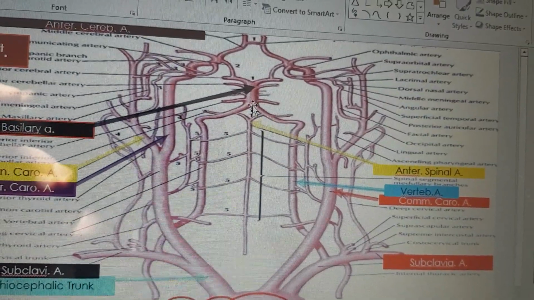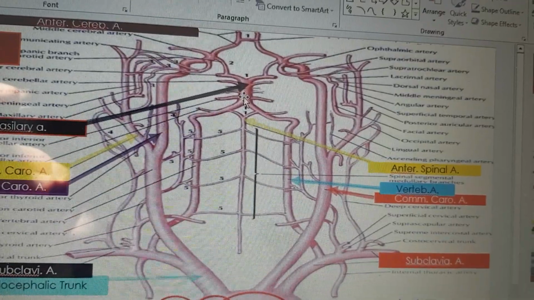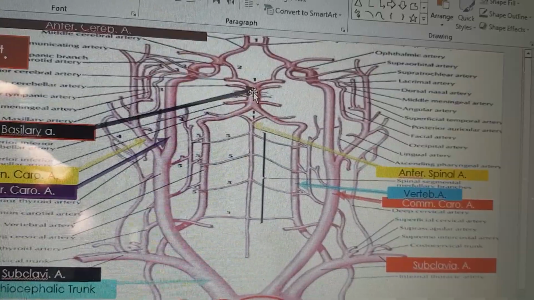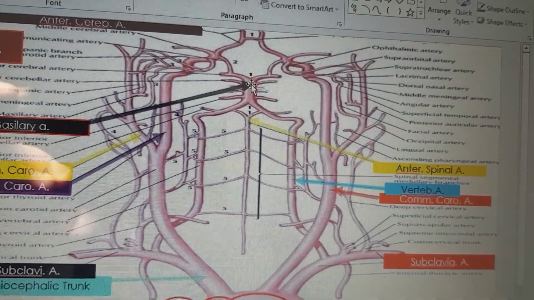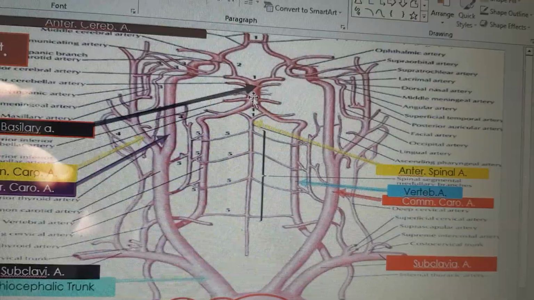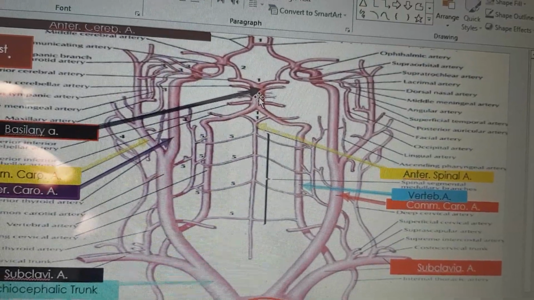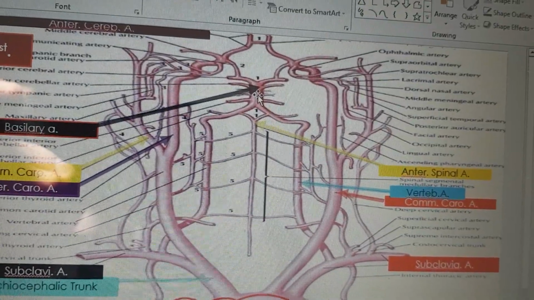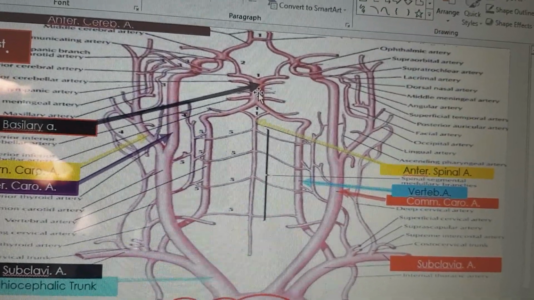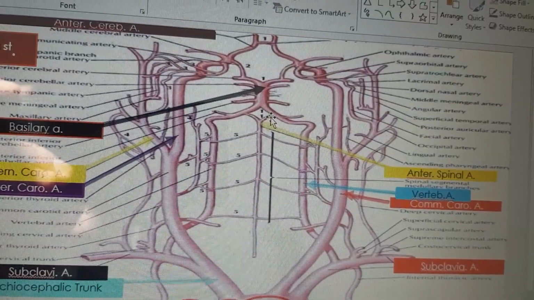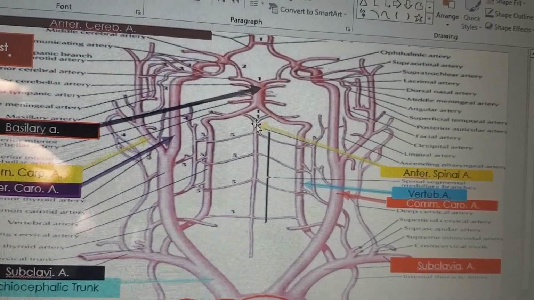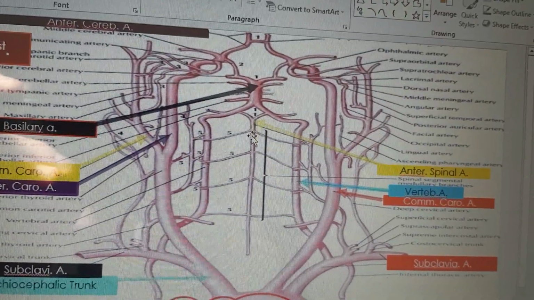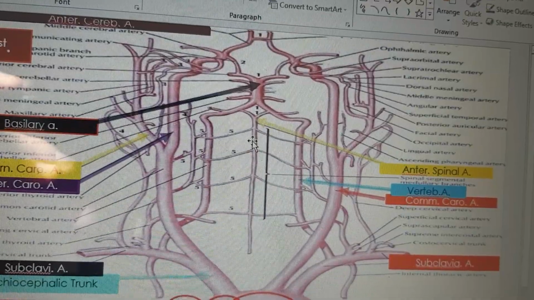They join each other on a bone known as the clivus. We are going to see it in the coming slides, it is the main supply of this region, of the structures in the posterior cranial fossa. Of course, you can see that these two vertebral arteries give a branch to unite and form the anterior spinal artery.